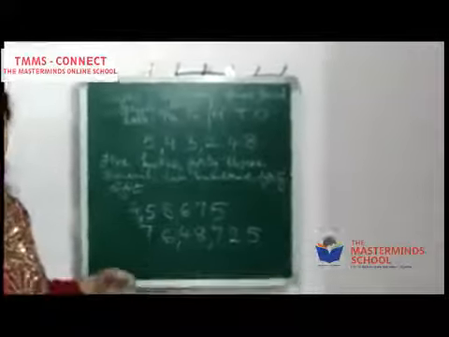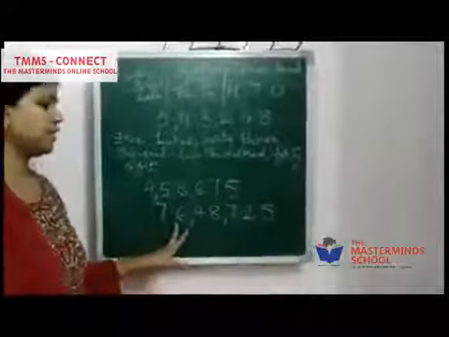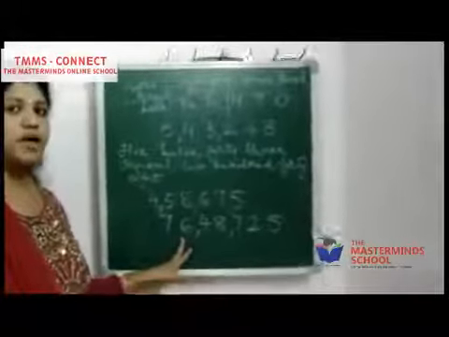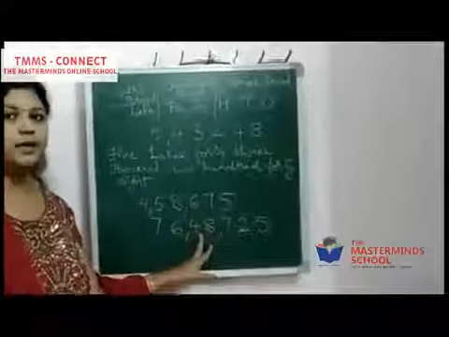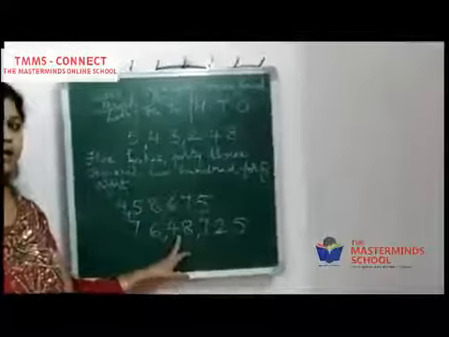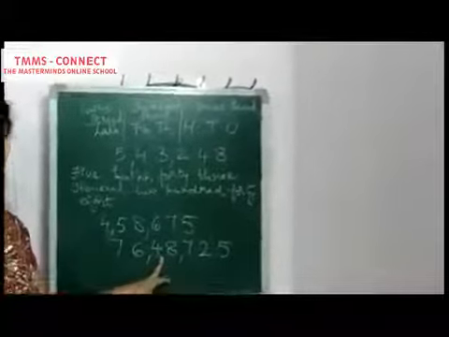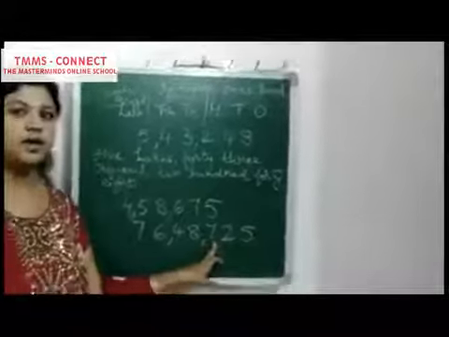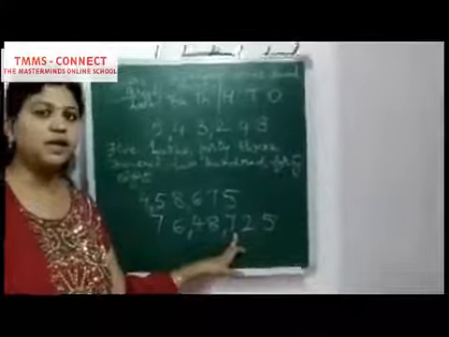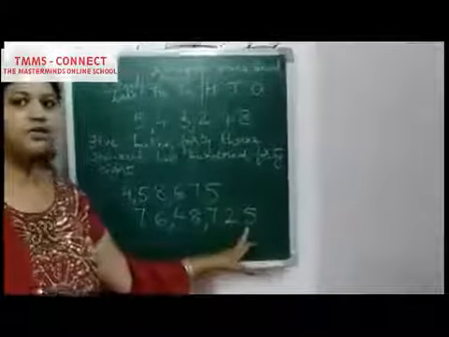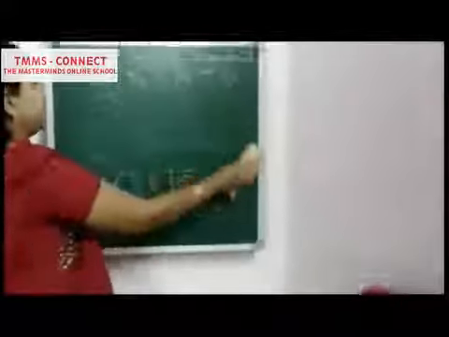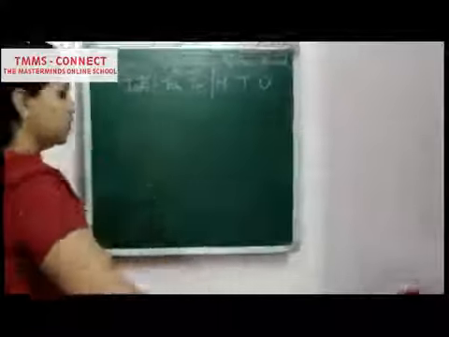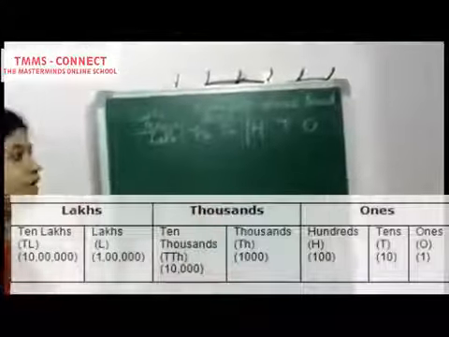Now, how do you write the number name? The same, 76 lakhs. Tell me the spelling of lakhs. L-A-K-H-S, lakhs. Okay, 48,000. Thousand spelling: T-H-O-U-S-A-N-D. 700. H-U-N-D-R-E-D. 725. So we write the number name in this form. Now let us see a few more examples of how we read a number.